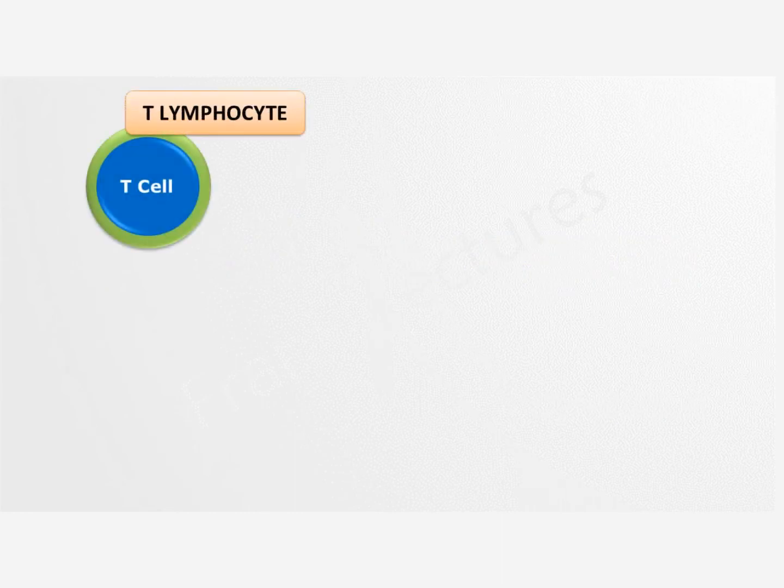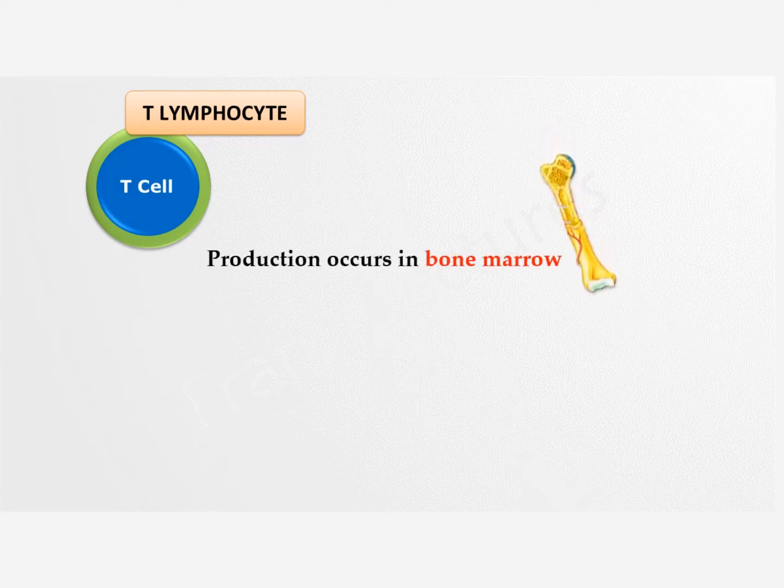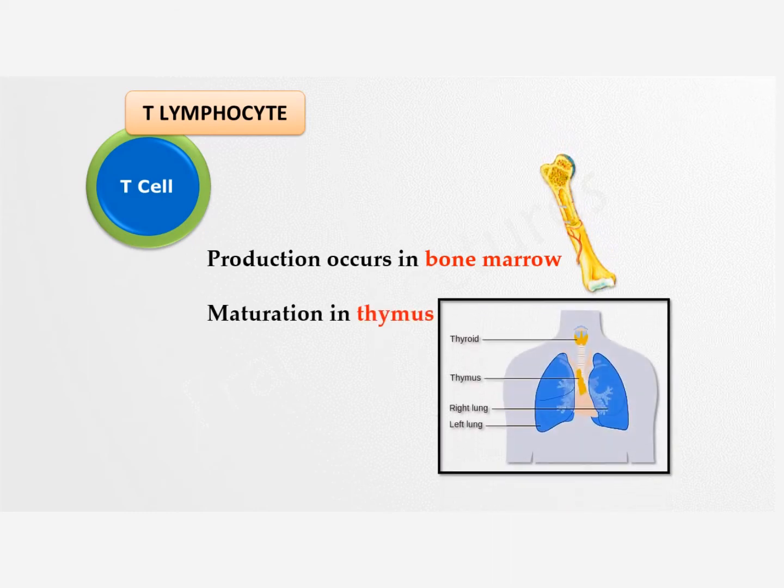T cells, or T lymphocytes. T represents the term thymus, and we know that T cells are thymus-derived. T cell precursors originate in the bone marrow and migrate to the thymus to complete their maturation and become T lymphocytes. These mature lymphocytes then migrate to the bloodstream and lymphoid tissue where they circulate.